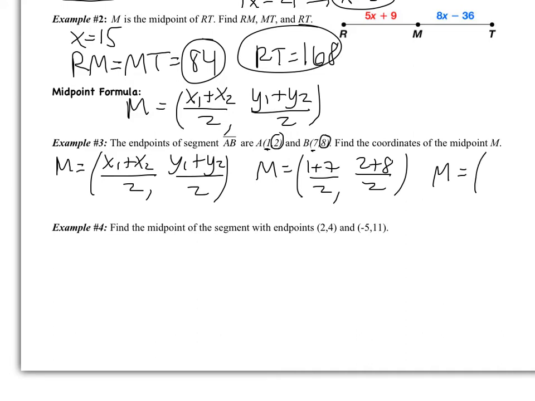Okay, 1 add 7 is 8, and 8 divided by 2 is 4. 2 add 8 is 10, 10 divided by 2 is 5. So my midpoint is (4, 5).